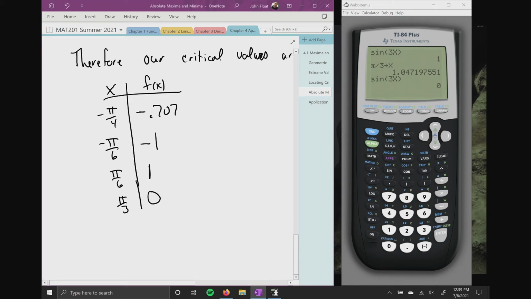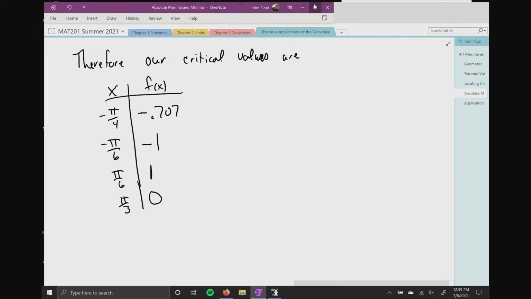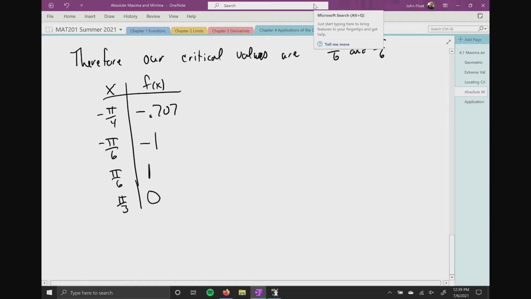All right, perfect. From here, we look for the absolute max and the absolute min. So our absolute min is going to be at negative pi over 6. And then the absolute max occurs at positive pi over 6. And that's it. So the last thing we're going to do here is an application problem.